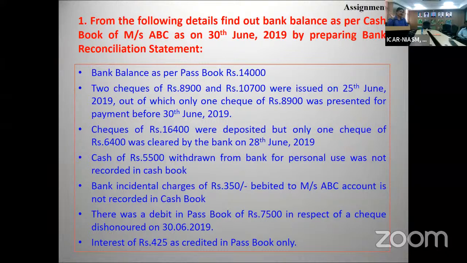At any point of time, if everything is fine, this balance will tally. This will be equal: your cash book balance and passbook balance are the same. I am repeating: the right hand is the cash book, and this is the passbook. The first question is given. Bank balance as per passbook up to 30th June is given. Passbook means our left hand.